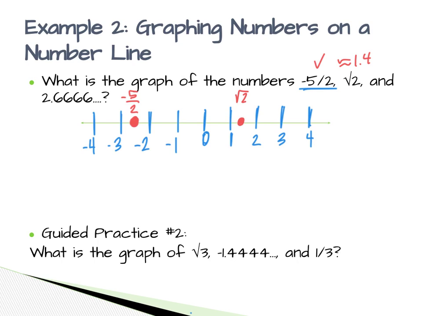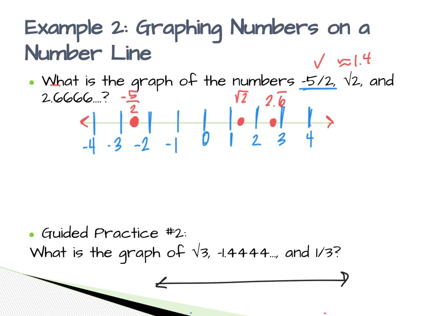And then 2.6 repeating is going to be between 2 and 3 and a little over halfway between 2 and 3, because 2.5 would be halfway, so 2.6 is going to be a little more than halfway. So I'm going to call that 2.6 repeating. And that's it. You graphed them. All right, the next one, what is the graph of all of these? We'll draw our number line.